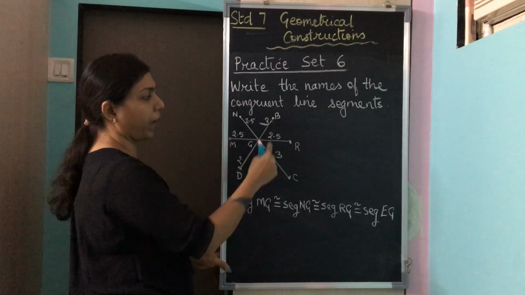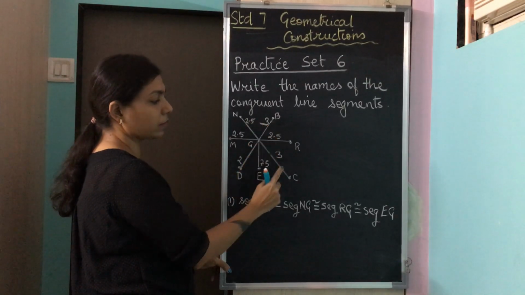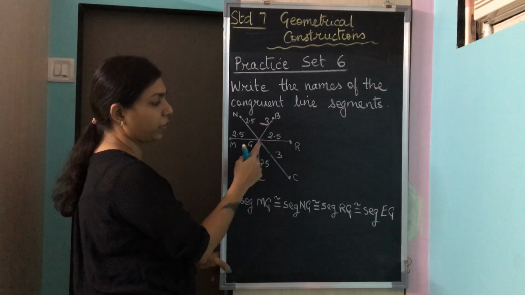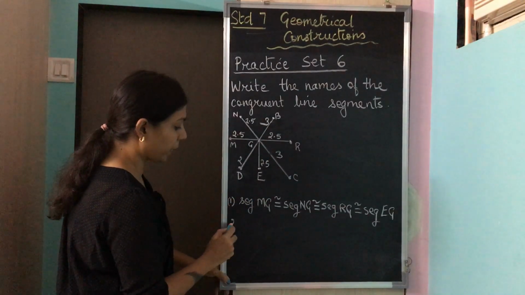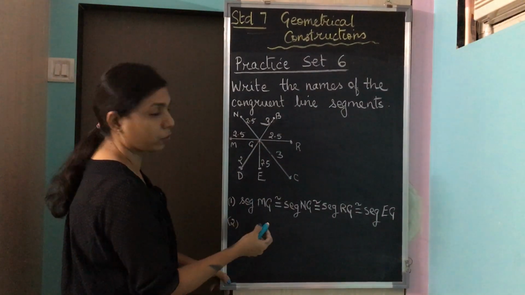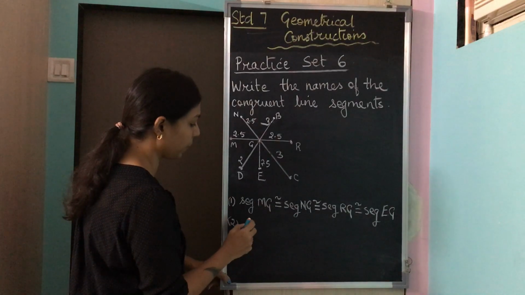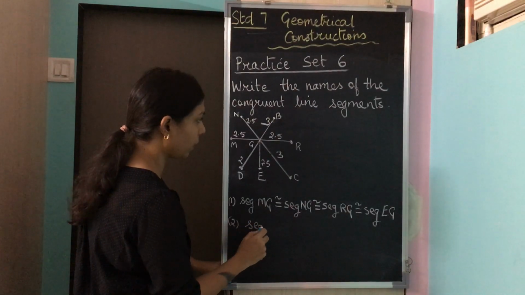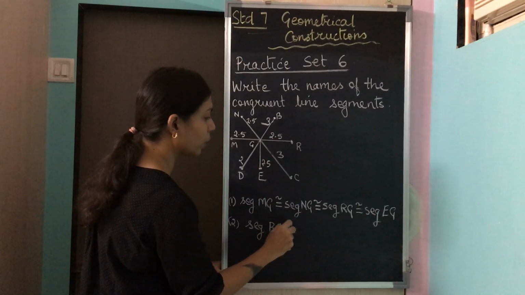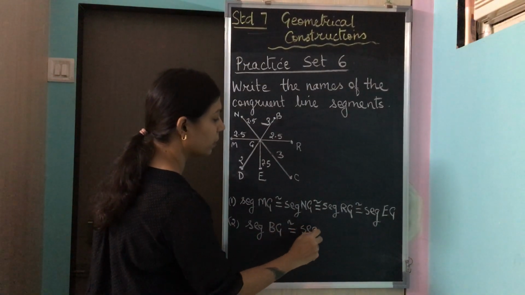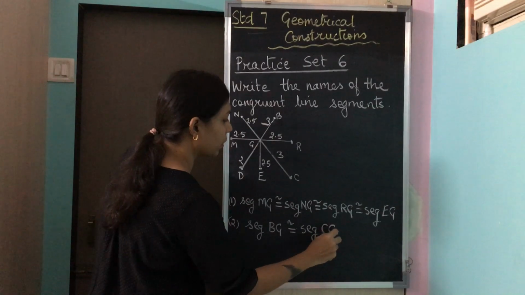Then we have another pair which is 3 centimeters and 3 centimeters. BG and CG, both of them are 3 centimeters. So I can write one more pair of congruent segments, which is segment BG congruent to segment CG.